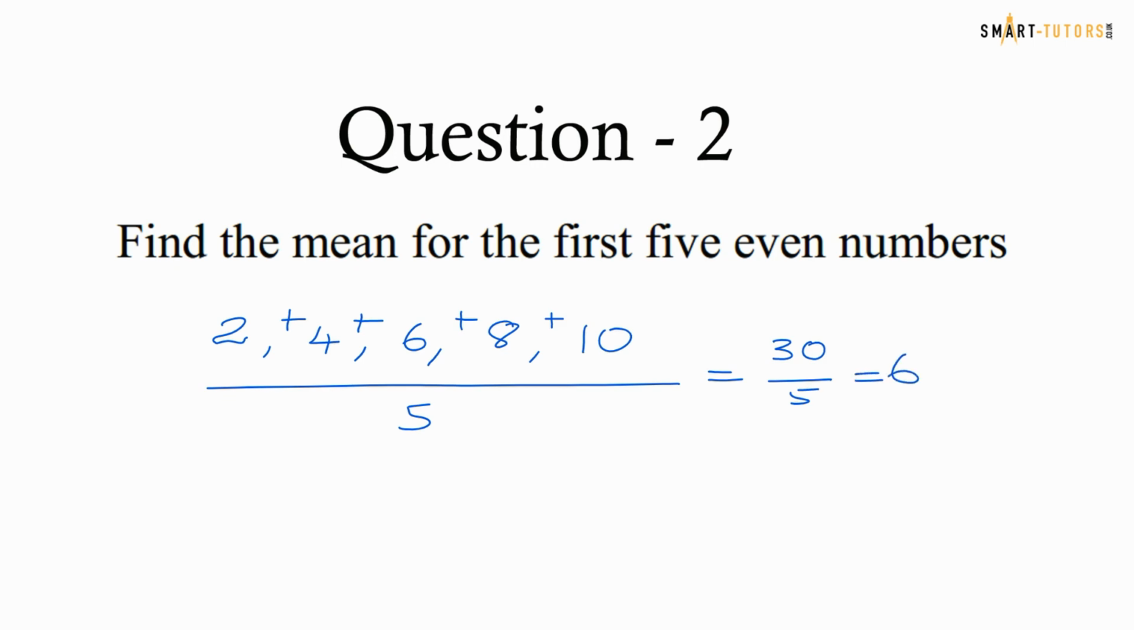So you can add in normal way. So 2 plus 4, 6, 6 plus 6, 12, 20, 30. Whichever way is easiest for you. So the answer for question number 2 is 6.